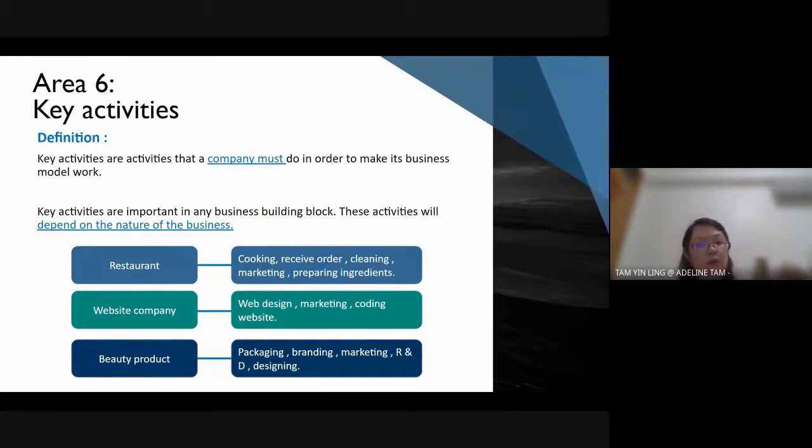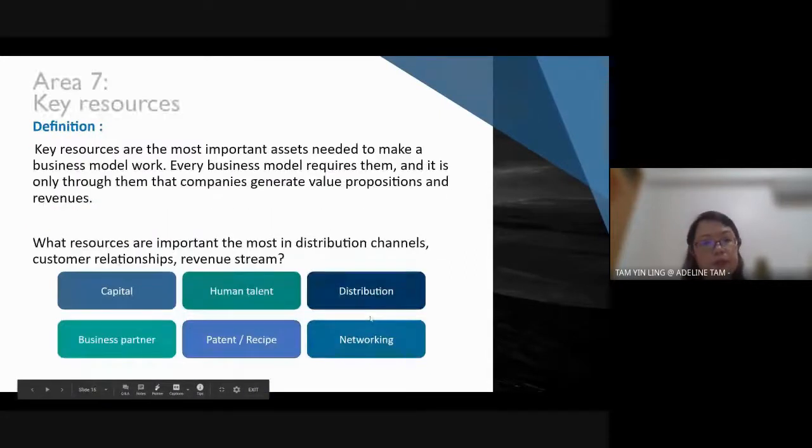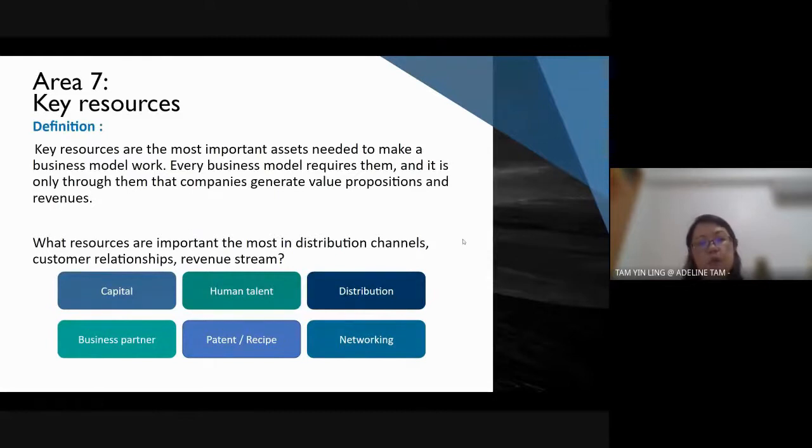So you can ask yourself, for example, if you are preparing something like software, what do I need to prepare before, during, and after? Before sales, during the sale, and after the sale. And number seven, key resources. In this area, we talk about the assets we need to develop our products and to sell our product. So we ask, what resources are important and most required in the distribution channel, customer relationship, and revenue stream? For example, capital.